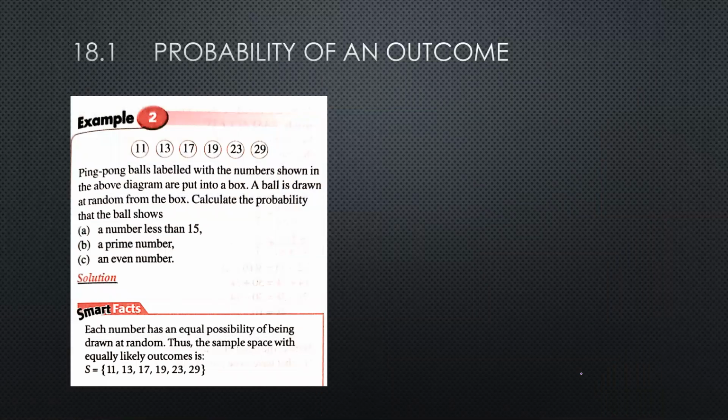Next, ping pong balls labeled with the numbers shown in the above diagram are put into a box. A ball is picked at random. Calculate the probability that the ball shows a number less than 15. For a number less than 15, you only have 11, 13, and 17, right? So we only have three ping pong balls out of 6. So 3 out of 6, it will be 1/2.